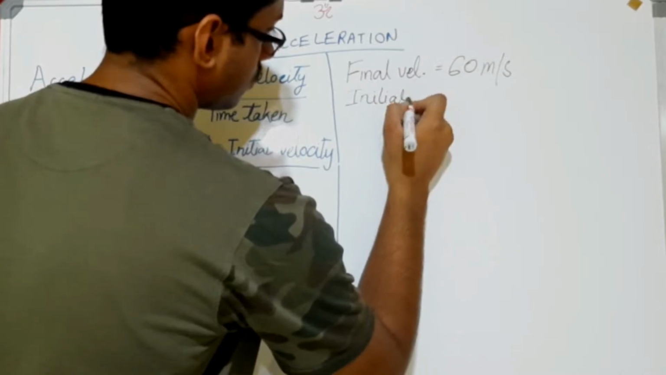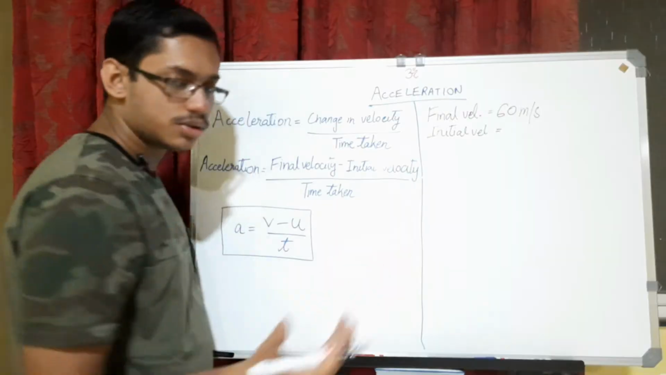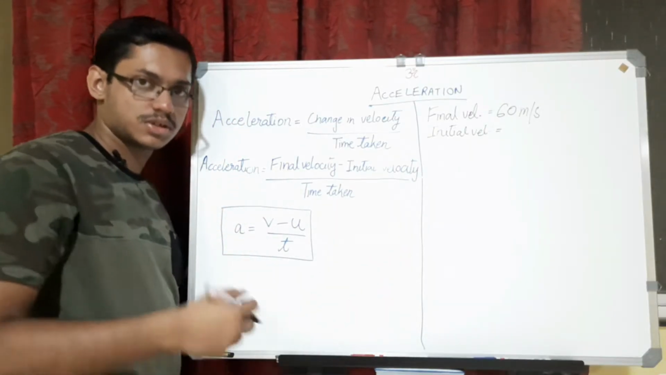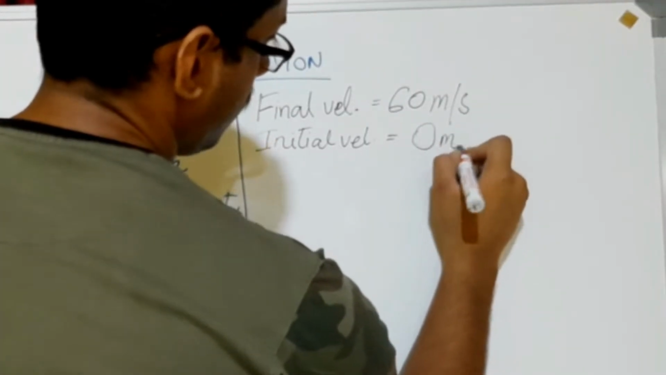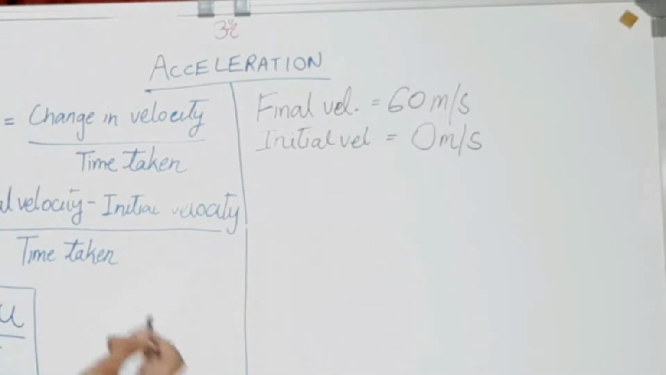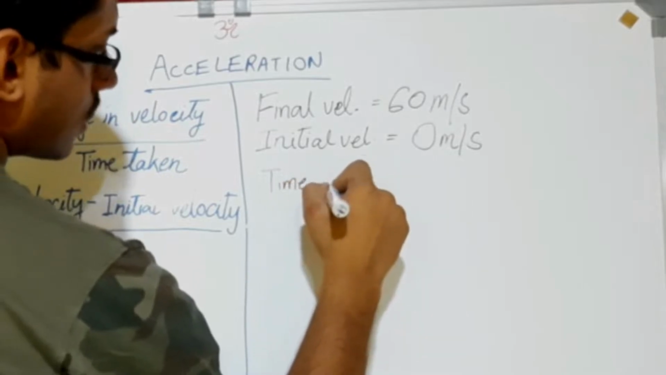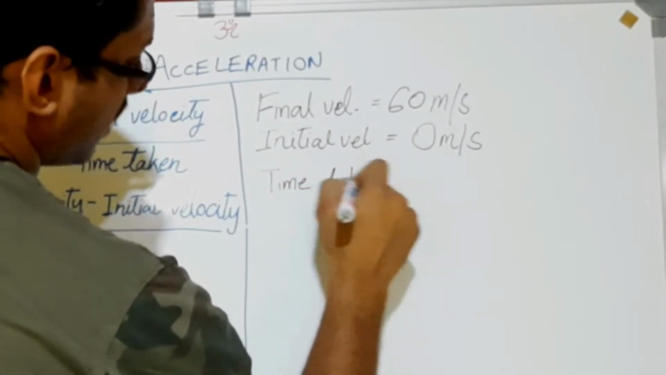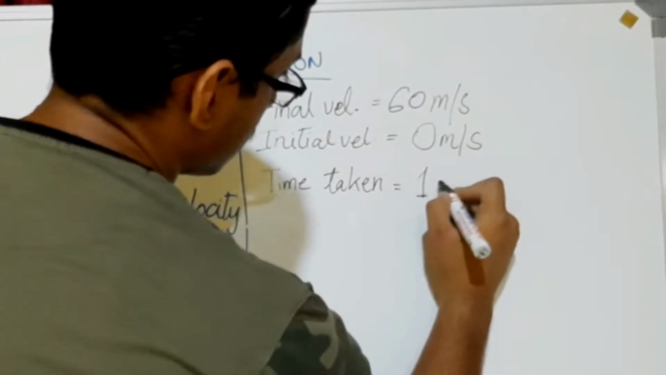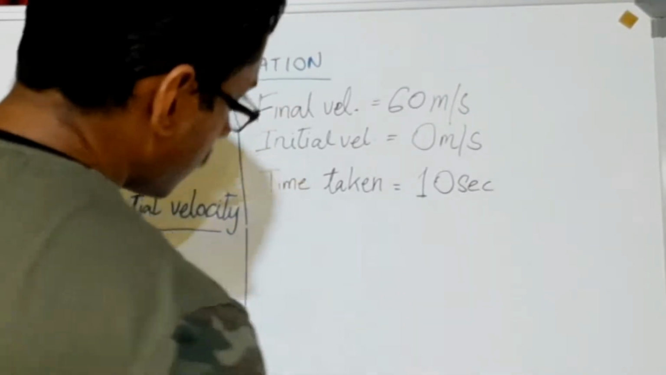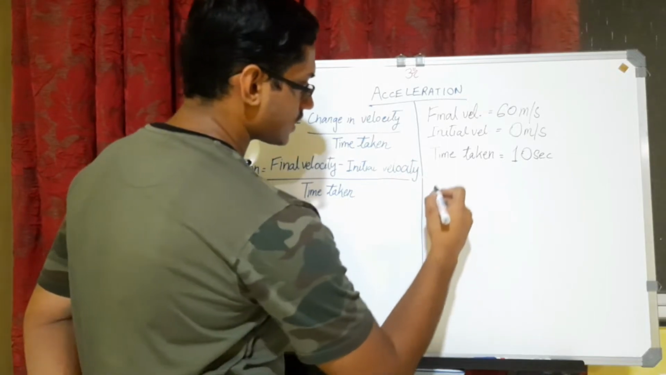Initial velocity u is equal to the starting velocity. What was the velocity at start? It was at rest. It was parked. So of course 0 meter per second. When it is not moving, we will of course write it as 0. What is the time taken? Now let us consider time taken as 10 seconds. You took 10 seconds to run the bike from 0 to 60. So let us calculate the acceleration.